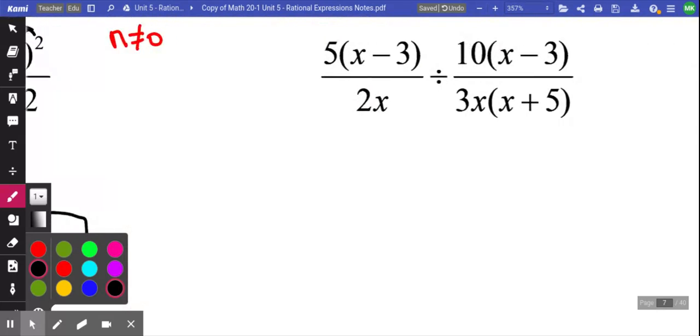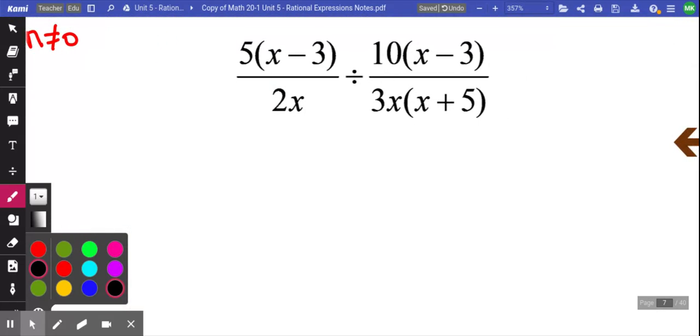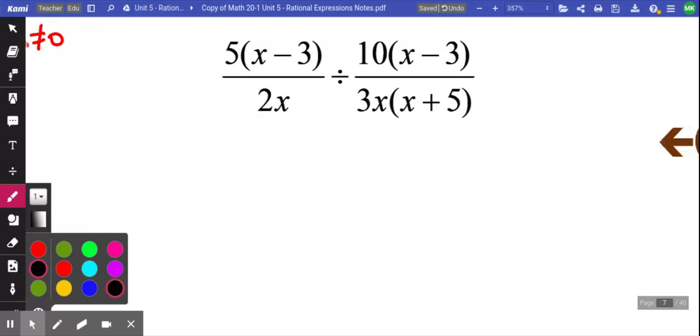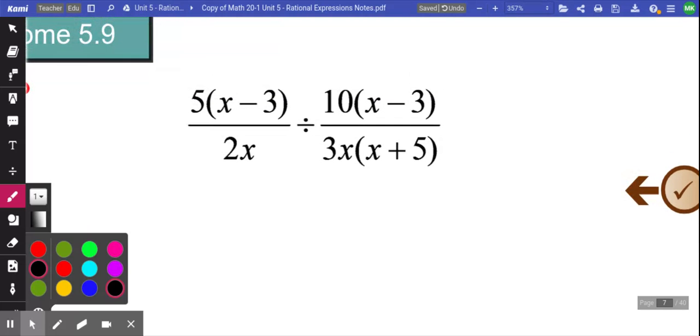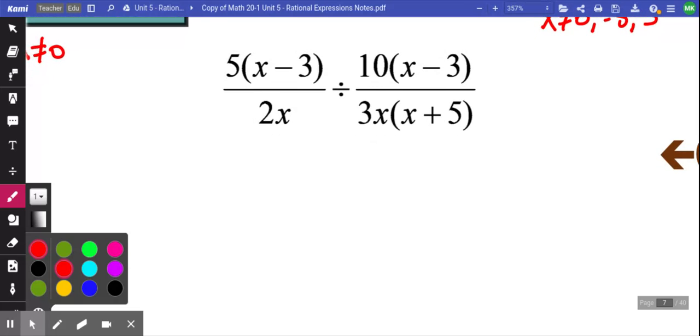All right, let's look over here. So, first thing you did, you factored. You didn't have to factor because it was already factored for you. Second thing you did, stated your NPVs. NPVs were x cannot equal 0, negative 5, and 3. Hopefully you got that right. Then you kissed and you flipped.